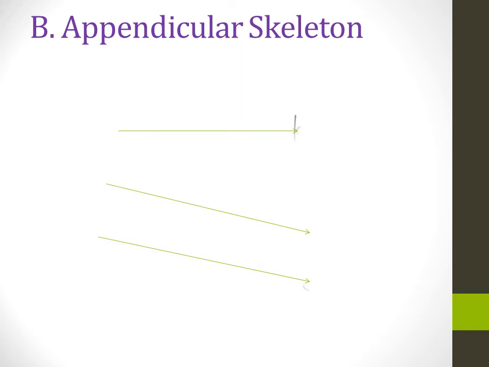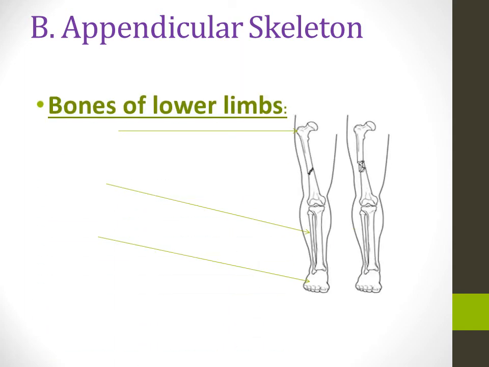Now, let's talk about the appendicular skeleton. It consists of the bones of the upper limbs and the bones of the lower limbs. Let's start with the lower limbs, our legs. The femur is the longest bone in our body. So the bones of the lower limbs are the femur, shaft, and foot bones.